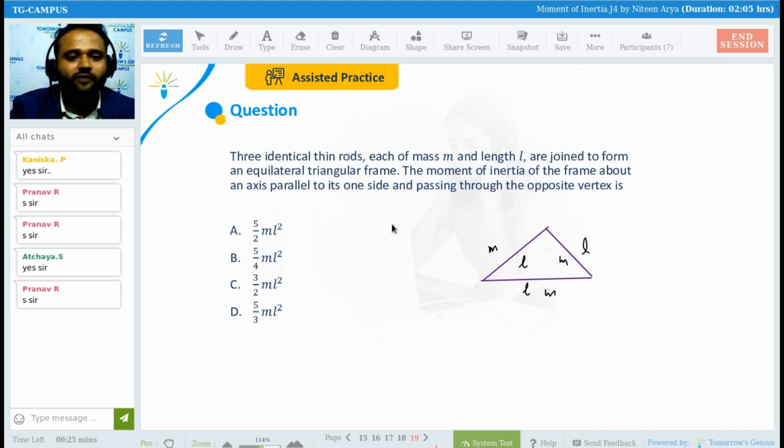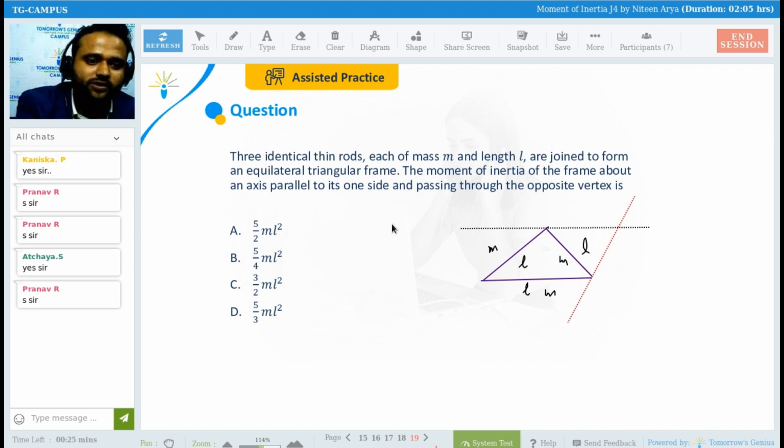First of all, this is given: the moment of inertia of the frame about an axis parallel to one side. So I can choose this axis, which is parallel to this side. If you want, you can choose this axis also. It's your choice. This axis is parallel to this side. If any student is not happy with this, you can choose this axis. It's your choice which axis you want, but the axis needs to be parallel to one side.